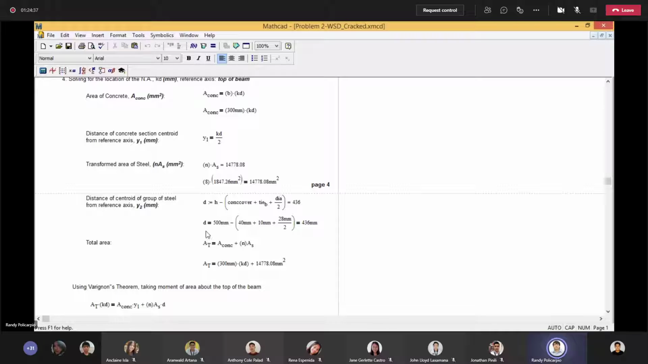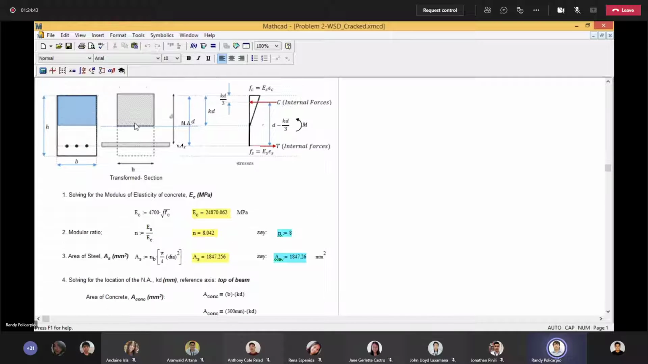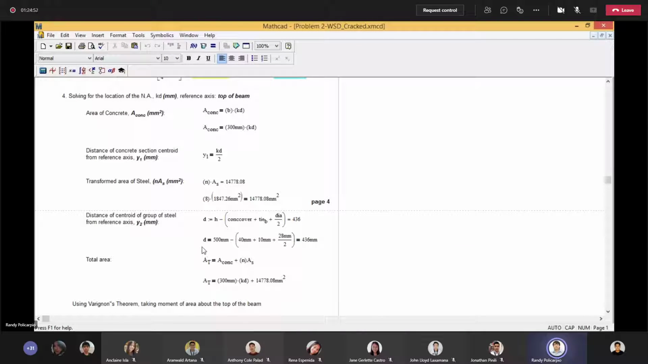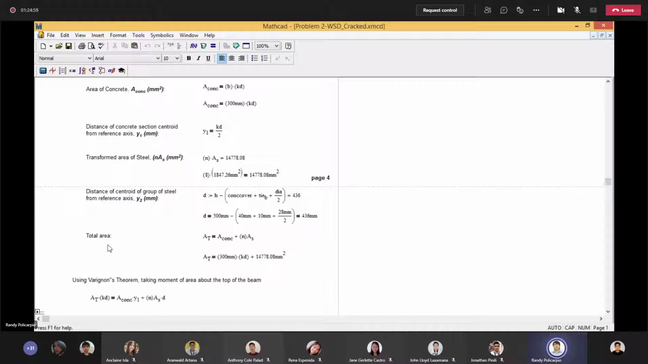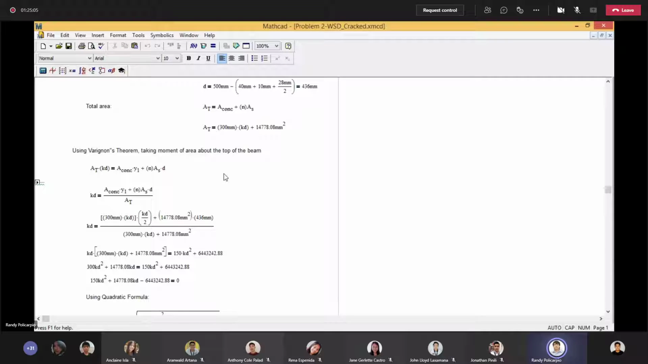So this now our D. Our D is actually Y2. Ito rin yung Y2 dito do sa problem number 1. Do sa problem number 1 nilagay natin Y2. Dito ginawa ko na siya ng D, which is the effective depth. Ayan mismo. Okay. We solve now for the total area, and then after that we use Varignon's theorem for the determination of KD.